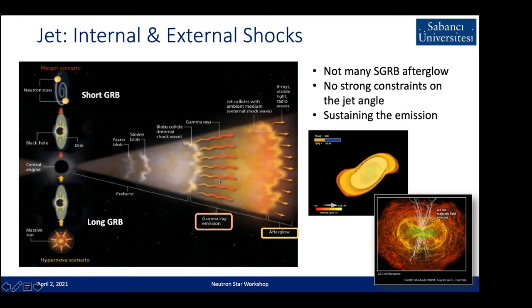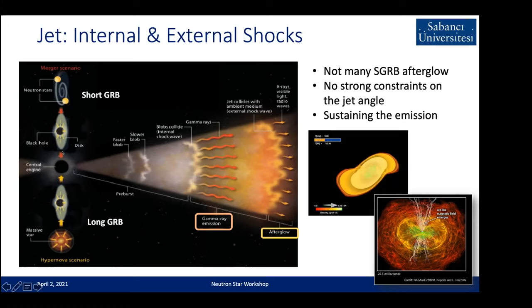And then after that, this shell keeps expanding and encounters the interstellar medium. When the jet collides with the interstellar medium of lower density, that's what creates the X-ray, visible and radio as an afterglow. So this happens, of course, after the gamma ray burst and also happens at lower energy, okay? Because the ejecta is already slower.